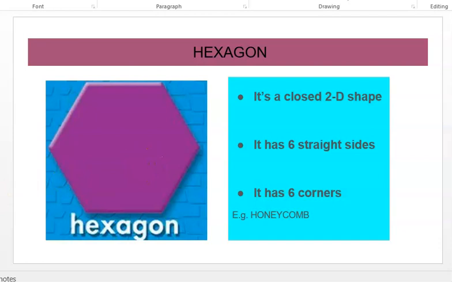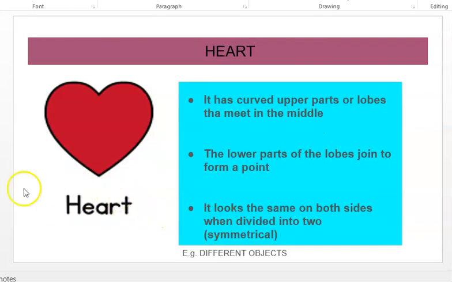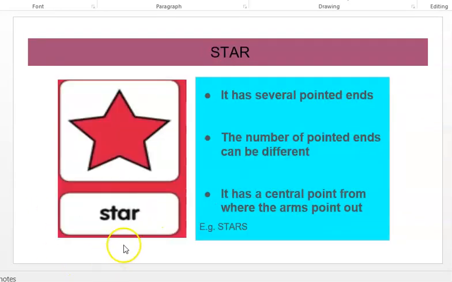The next one here is a star. A star has several pointed ends. Okay, and then it has a central part from which all the arms extend out. Now, the number of points a star has could differ. It could be 4, it could be 5 or 6. Okay, an example of a star around us is the stars we have up there in the sky. And then there are different ornaments, accessories we have around us that also carry this shape.